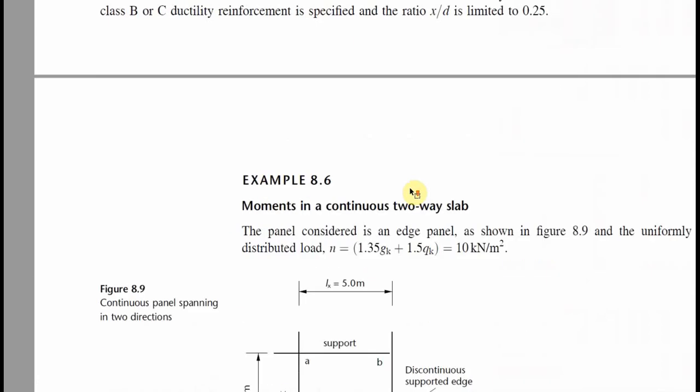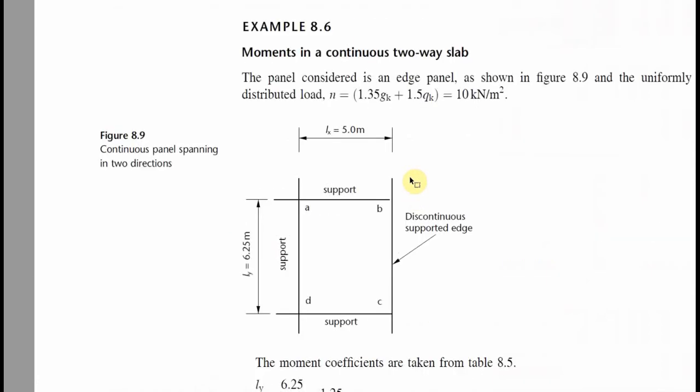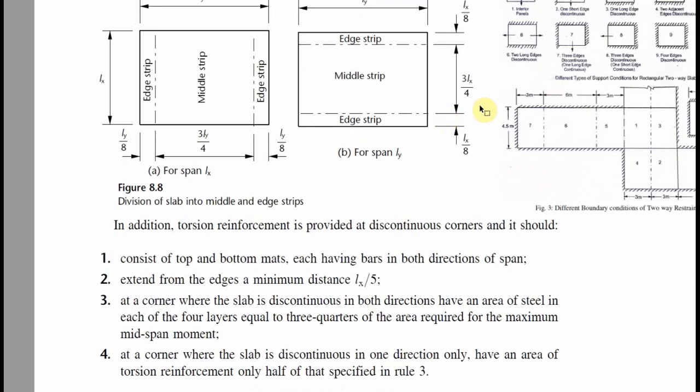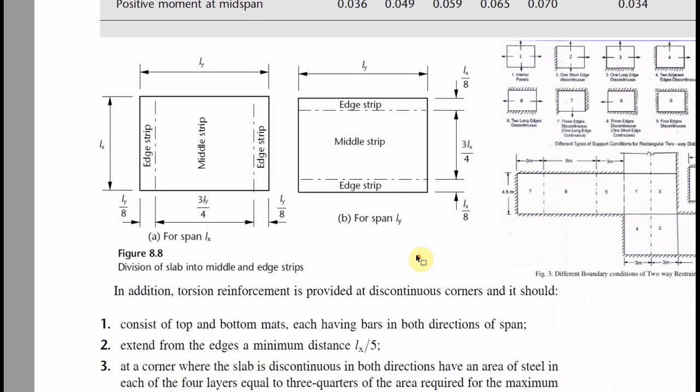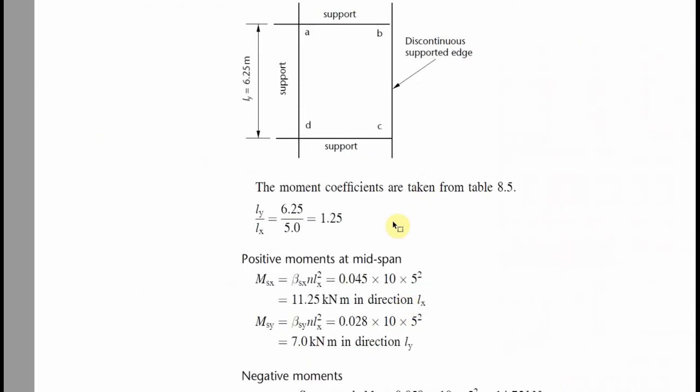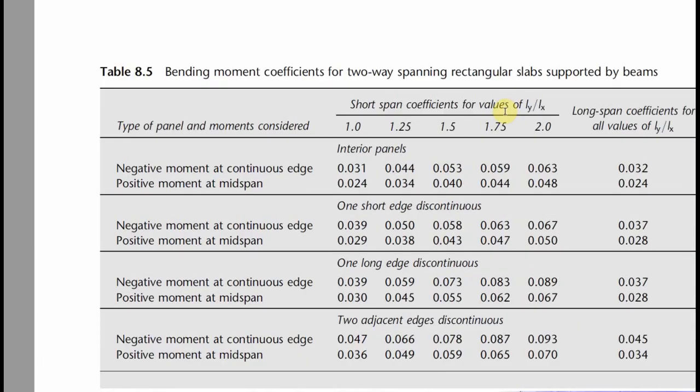Now what's the restraint condition? Let's say for this particular one, you can see we have a support here, we have a support here, we have a support here. So it's only discontinuous at this edge. Is this our long edge? Definitely this is our long edge. So one long edge discontinuous, and we have 1.25. So that means we are taking this one, one long edge discontinuous.